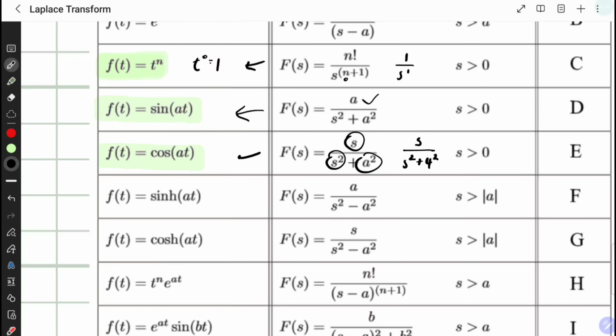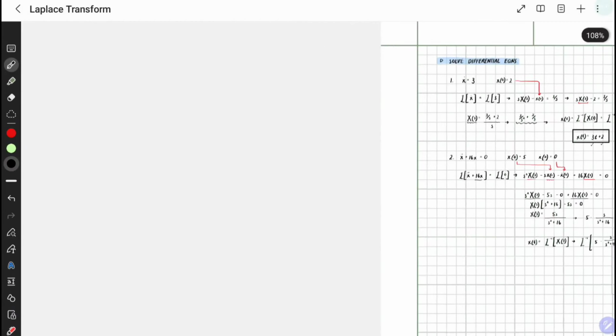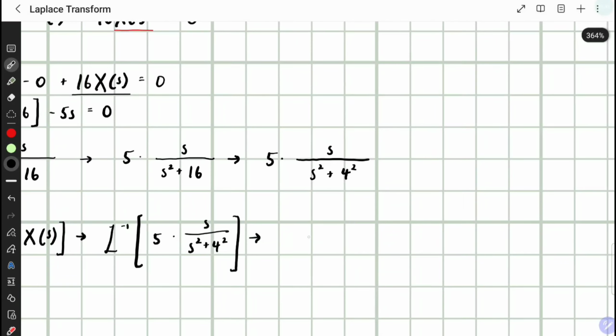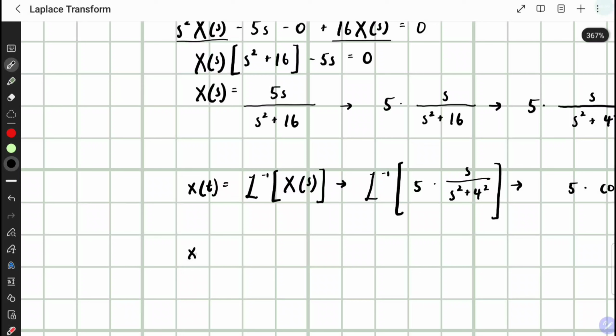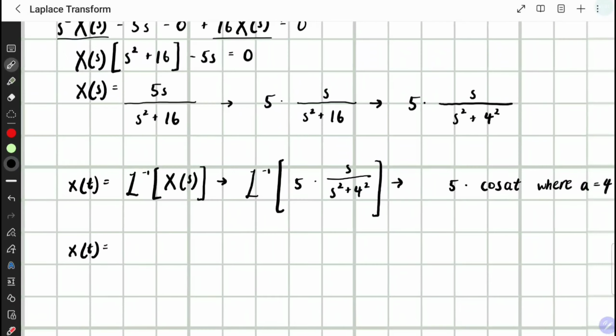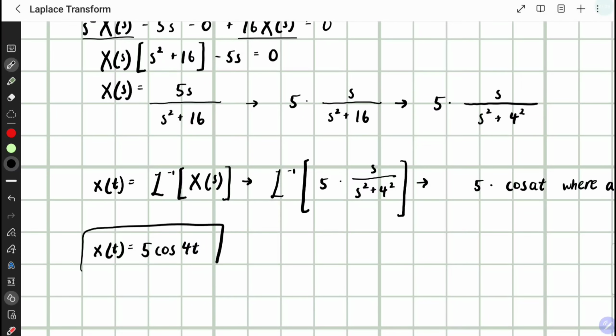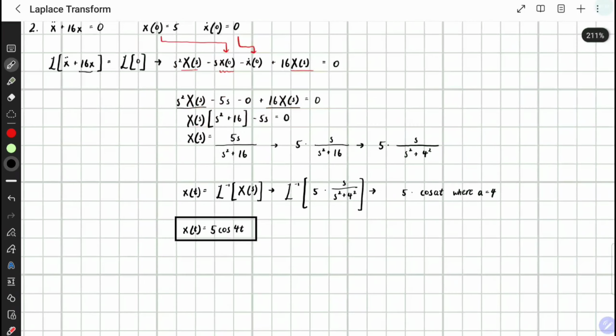And the inverse of that gives you a cosine of a t. So this gives us 5 times cosine of a t, where a is equal to 4. So for our final solution, x of t is equal to 5 cosine 4t. And that's pretty much it.